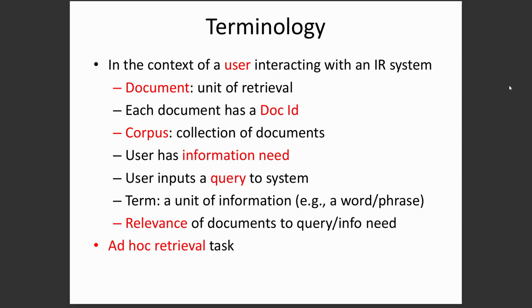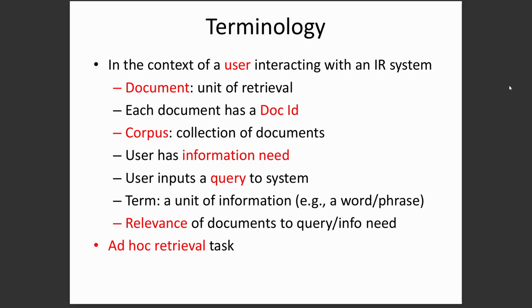The terminologies associated are document, corpus and relevance. These three terms you are supposed to know. So what do you mean by a document? A document is a unit of retrieval. Each document will have its own document ID. A corpus is a collection of documents, and the relevance of documents is supposed to be found in this system.